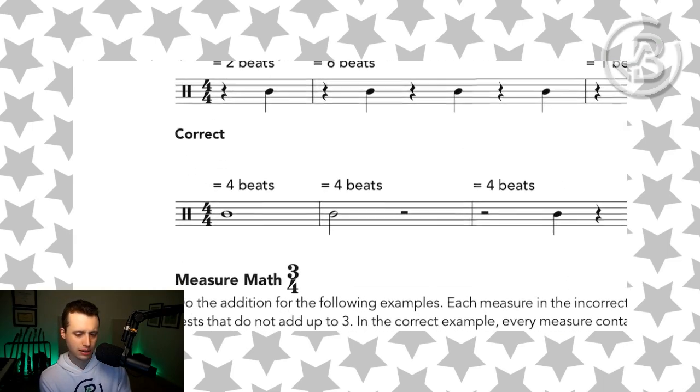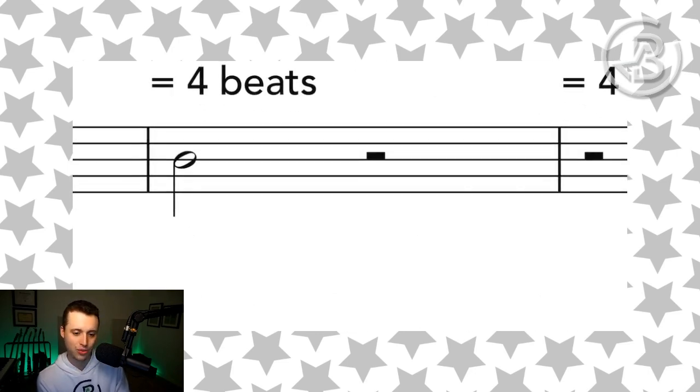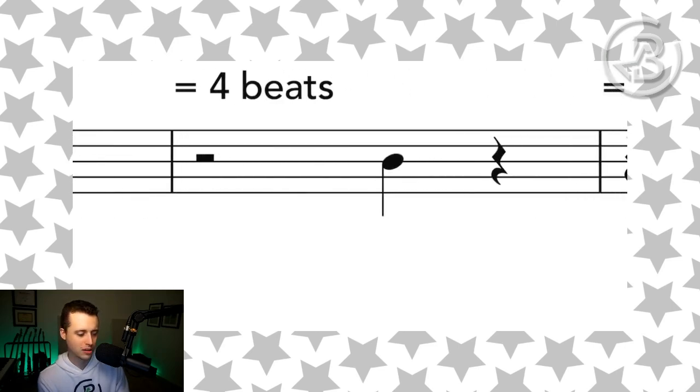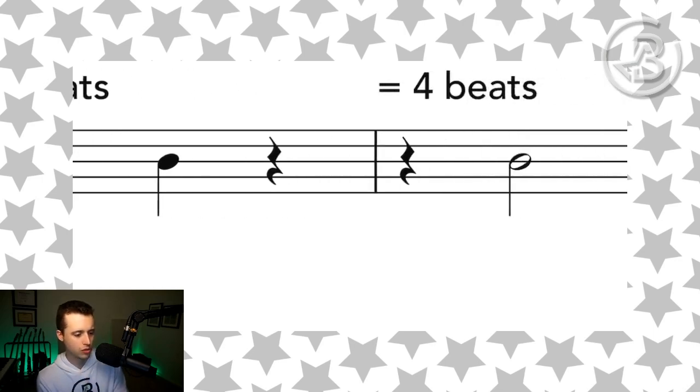Now let's look at our correct example. Whole note, 4 beats, 4 counts. Half note plus, that's a half rest rising up from line 3. That's 4 beats. Let's see, half rest plus a quarter note plus a quarter rest. Sure enough, that is 4: 2 for the half rest, 1 for the quarter note, and 1 for the quarter rest.